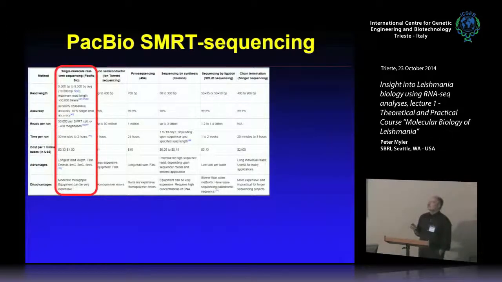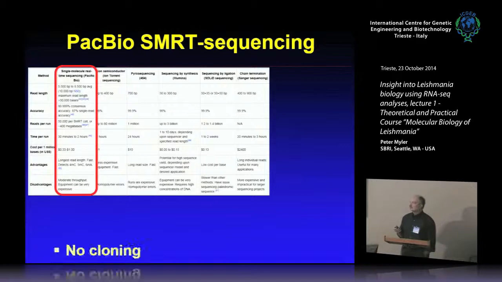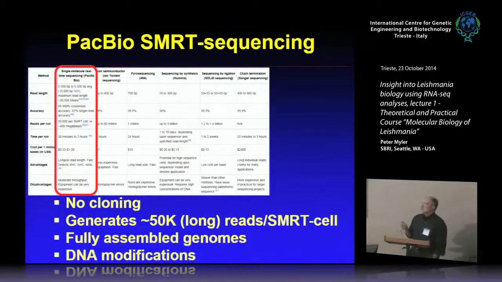Let me spend a little bit of time talking about PacBio sequencing. Similar to Illumina sequencing, you don't need to clone. The difference is that you generate a smaller number of long reads. And by long, you can get up to 20 kilobase reads, a single read coming off a single molecule. I don't have time to go into why this works, but I'll explain it a little bit.